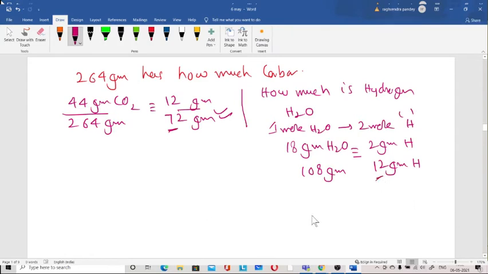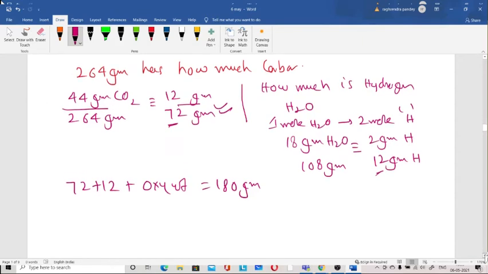So when you have calculated this weight and this weight, 72 gram we have calculated, and you calculated 12 gram, then obviously the rest of the weight will be of oxygen. 72 plus 12 plus oxygen weight will be equal to 180 gram. And you can calculate the moles of oxygen as well, and also the empirical formula, molecular formula, whatever they ask.